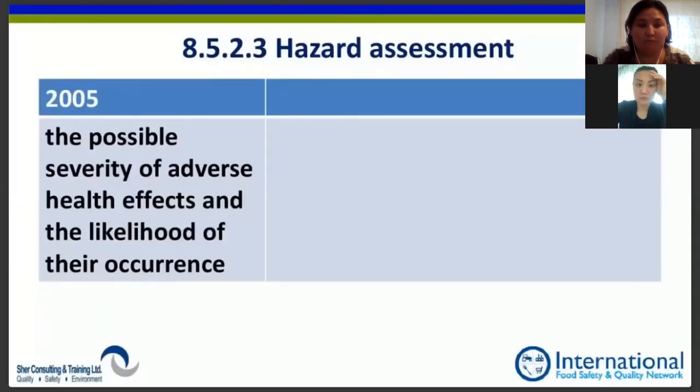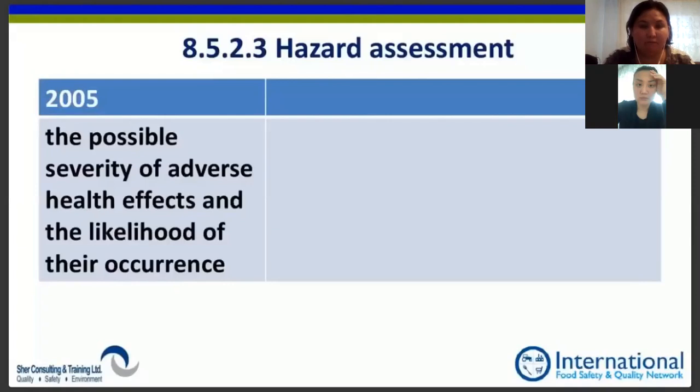And in 2018, they made a change that I'm really happy they made, that clarifies one of the biggest pitfalls in the HACCP system from forever. And that is the assessment of severity.